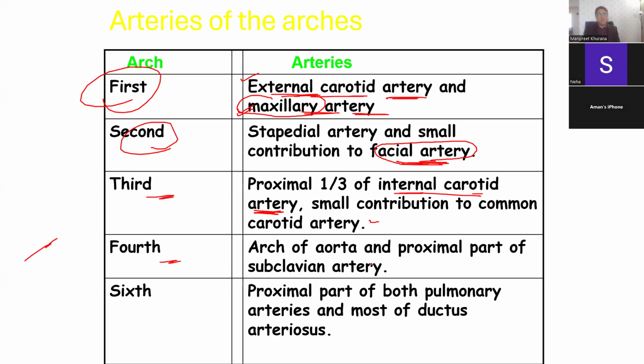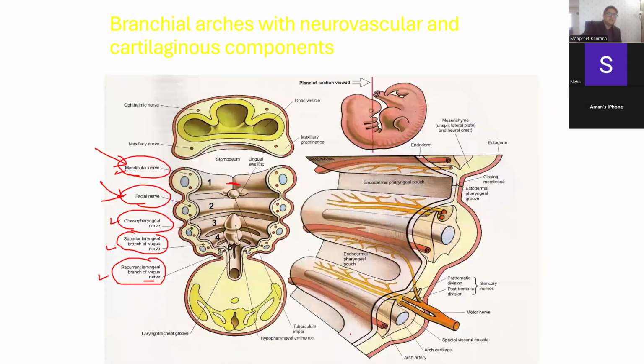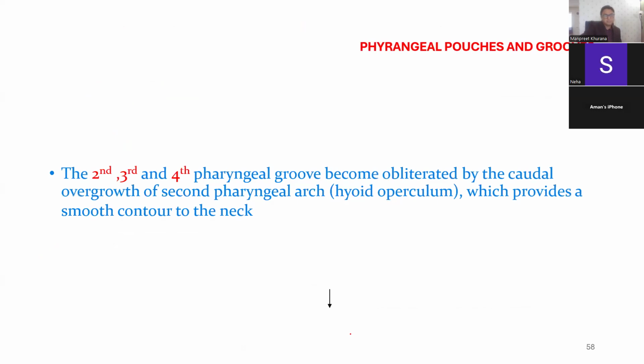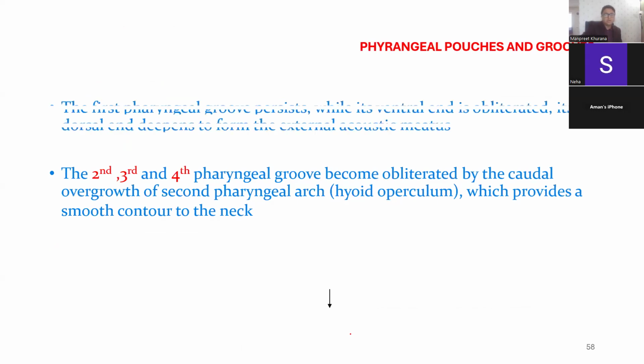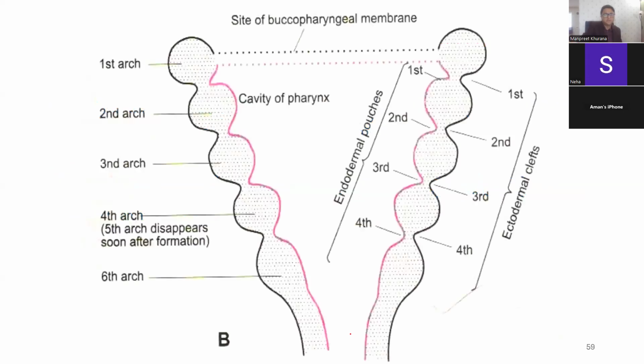Fourth is arch of aorta and proximal part of the subclavian artery. You remember subclavian artery? Derived from arch of aorta, and the proximal part of both pulmonary arteries and most of the ductus arteriosus. Okay. So these are the arterial supplies of the various pharyngeal arches. Now, what are pharyngeal pouches and grooves?